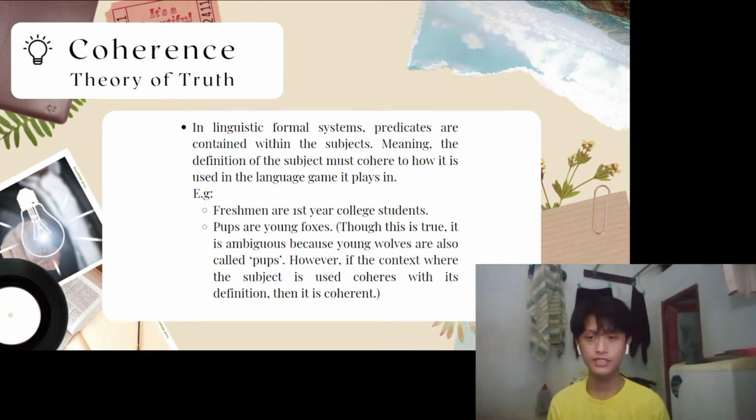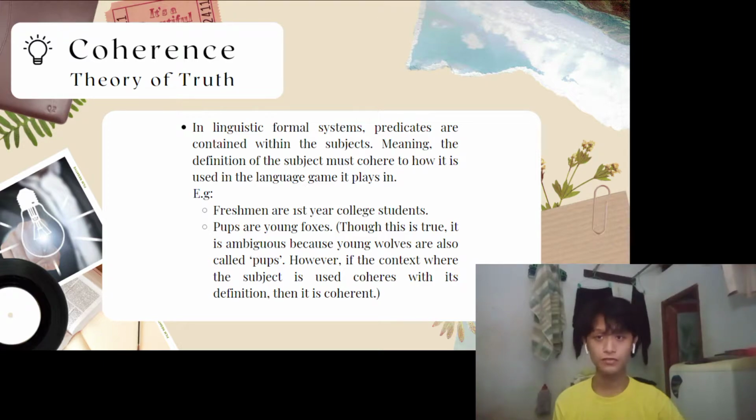We have some further examples here. In linguistic formal systems, predicates are contained within the subjects, meaning that the definition of the subject must cohere to how it is used in the language scheme that it plays in. Meaning, the predicates and the definition must always adhere and cohere with the context that it plays in. For example, freshmen are first-year college students. Now, if the stipulative definition of freshman is used in the claim that it is used in, then it is coherent.